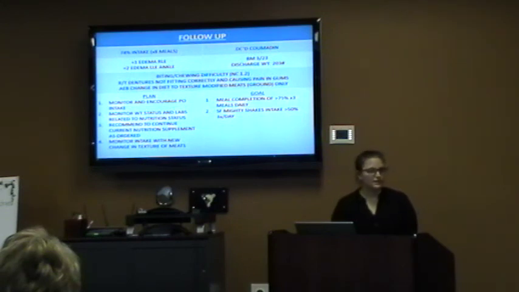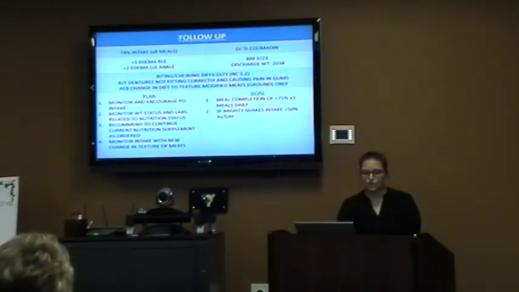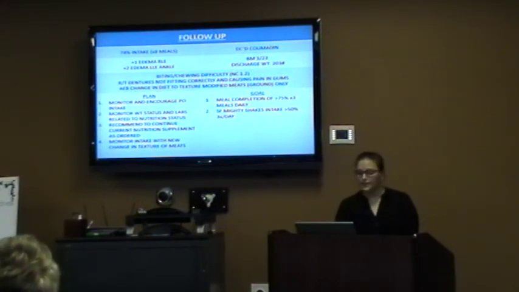For his new PES statement, I wrote biting and chewing difficulty related to dentures not fitting correctly and causing pain in gums, as evidenced by a change in diet to texture-modified meats, ground only. So the plan was to monitor and encourage PO intake, monitor the weight status and labs, recommend to continue the nutrition supplement, and then monitor intake with the new change of diet. The goal was to have a meal completion of greater than 75% for 3 meals daily, and to intake the Mighty Shakes greater than 50% 3 times daily.